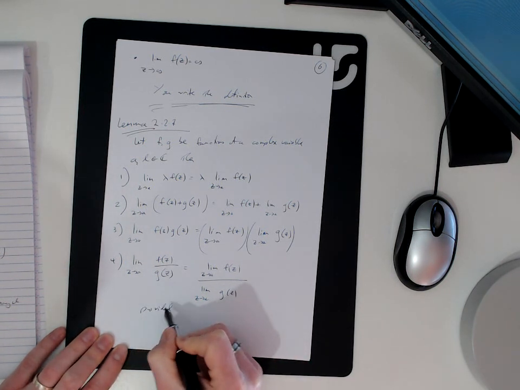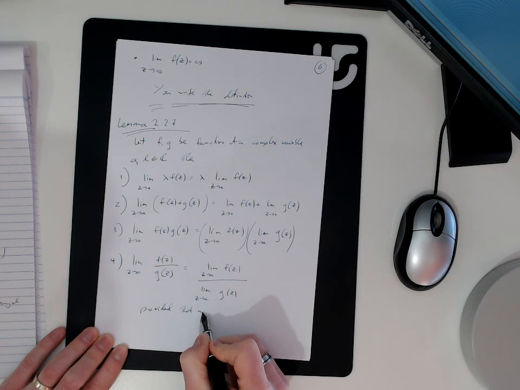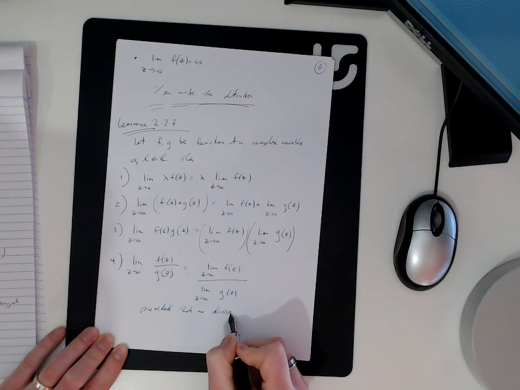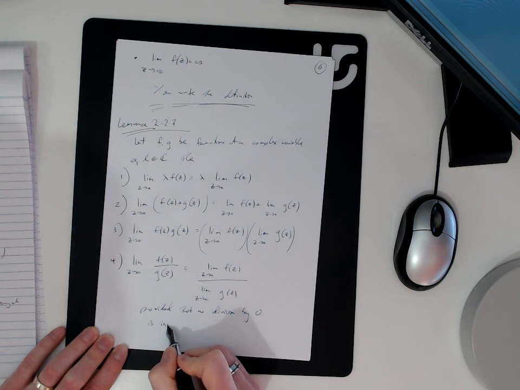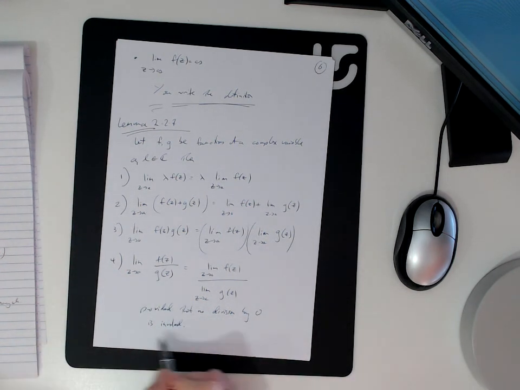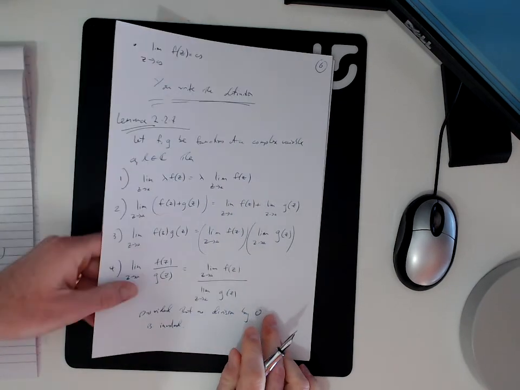Provided that no division by 0 is involved. That's going to be a theme that you'll see coming up. So how does the proof work for this?